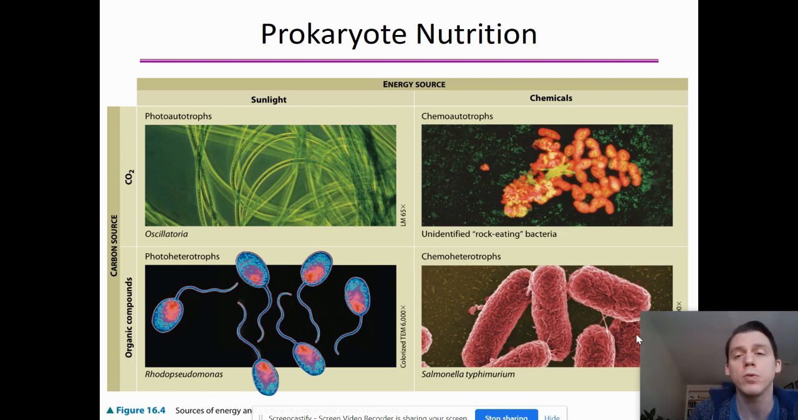Now we have the heterotrophic bacteria. These are going to be getting their energy or their organic compounds from taking in something else, right? So here, the organic compounds are going to give these things carbon, just like how we eat organic compounds for carbon. So photoheterotrophs get energy from the sun and then eat organic compounds. And chemoheterotrophs are going to be getting their energy from chemicals and eating organic compounds. So presumably that will come from the same source in many cases, kind of like how animals eat. So these are the ways that prokaryotes can get their nutrition and energy.